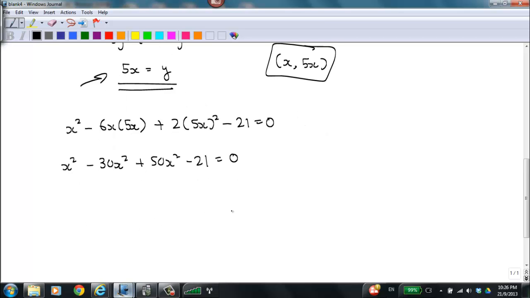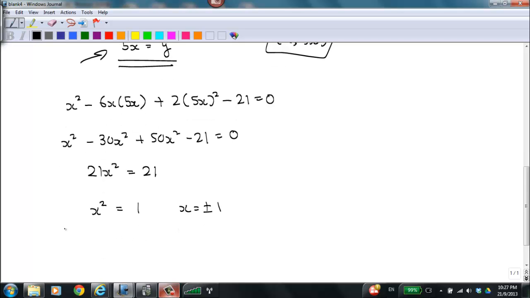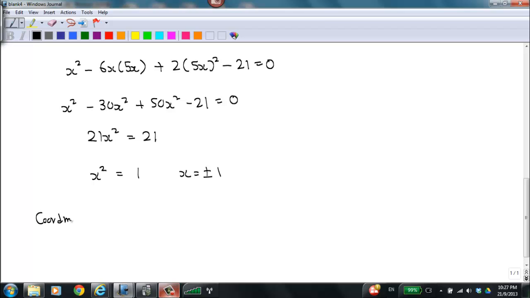Continuing with the working, what I will have is 51 minus 30. So simplifying, I will have 21x squared equals 21. So x squared will be equal to 1, so x will be equal to plus or minus 1. And hence the coordinates of the points that we are looking for are (1, 5) and (minus 1, minus 5). And this will solve the question.